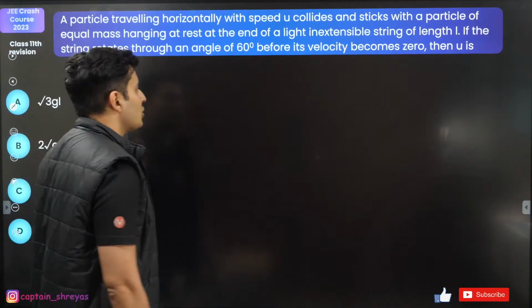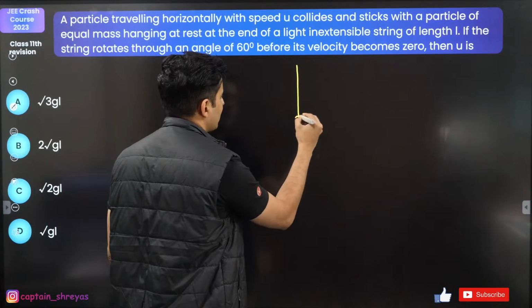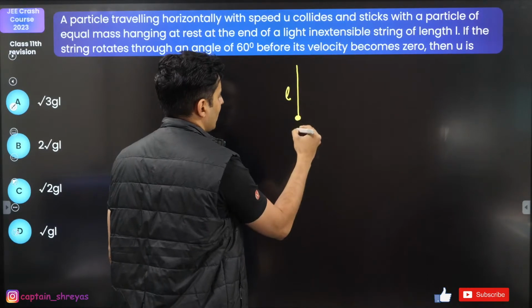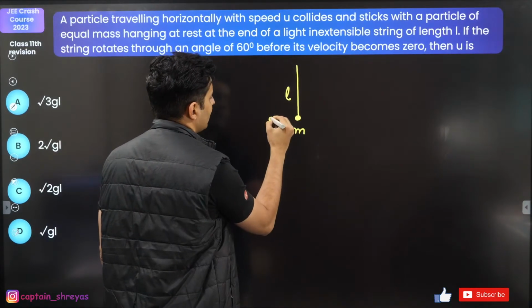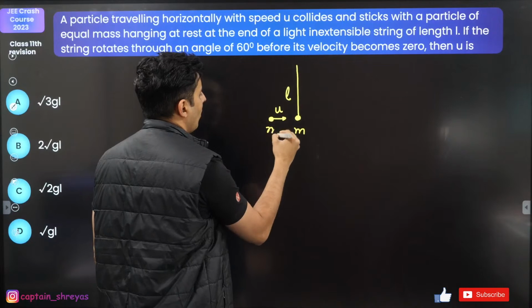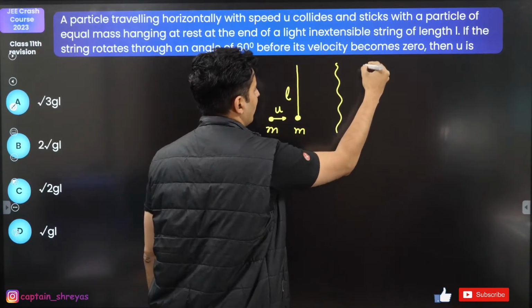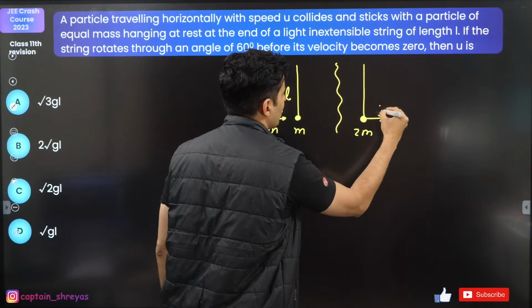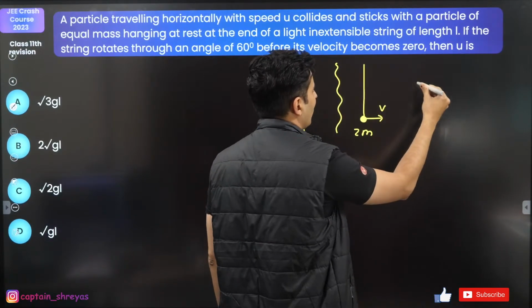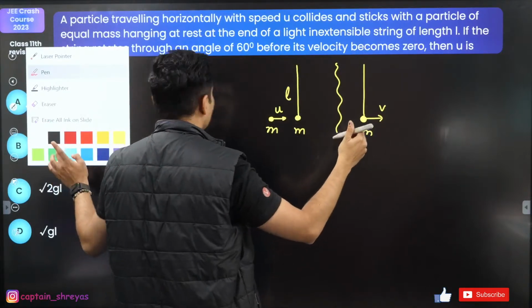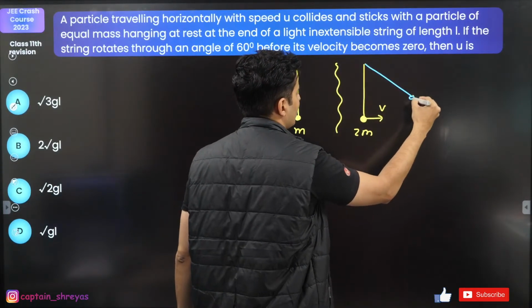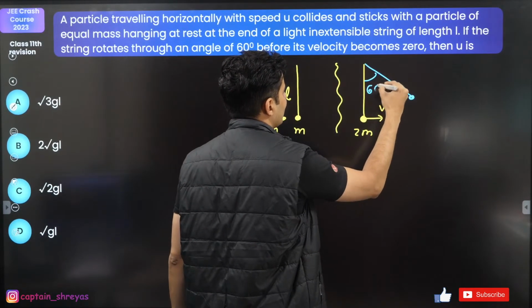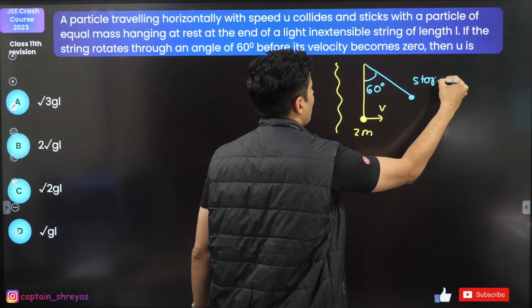Let's understand the situation. There is a light string of length L. The mass is m. Another mass is moving with certain speed u. After the collision, it will now become a 2m mass but with a new speed v. After some time, this thing will go up by 60 degrees and stop.